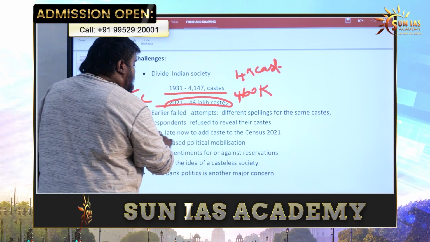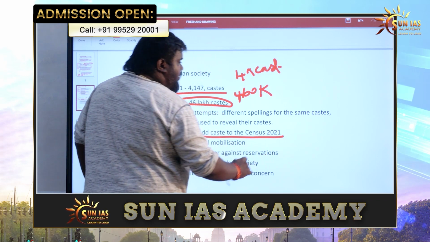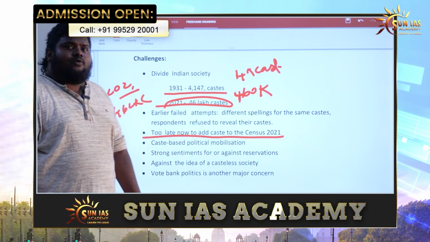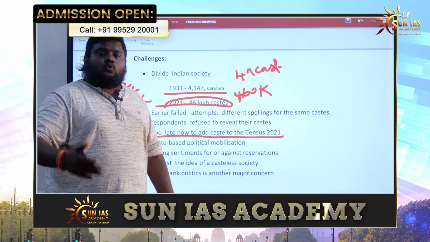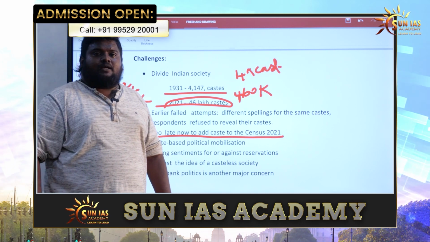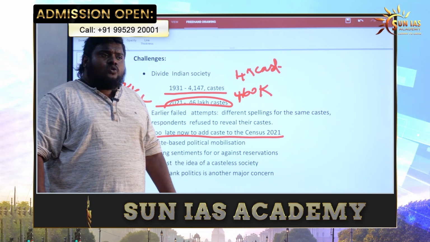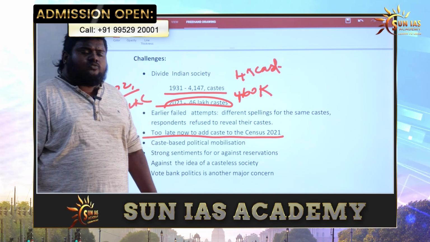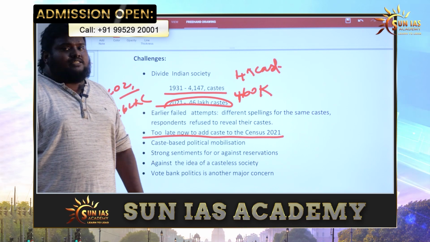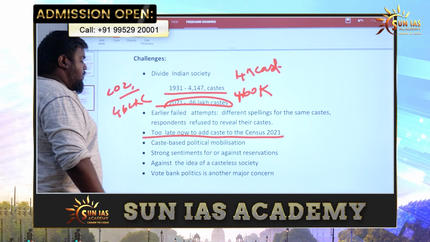It is too late to add caste in the census of 2021. Now I don't think the 2021 census will be done in the next 2 to 3 years, because we have elections in the upcoming year also. So I don't think we will be having the census. So there are many difficulties in adding the caste list to the census of 2021. So that is a major problem.